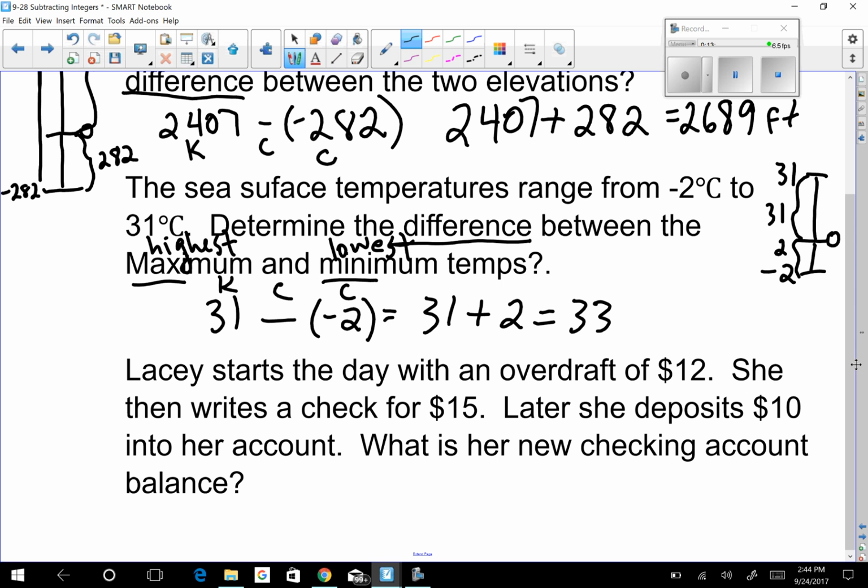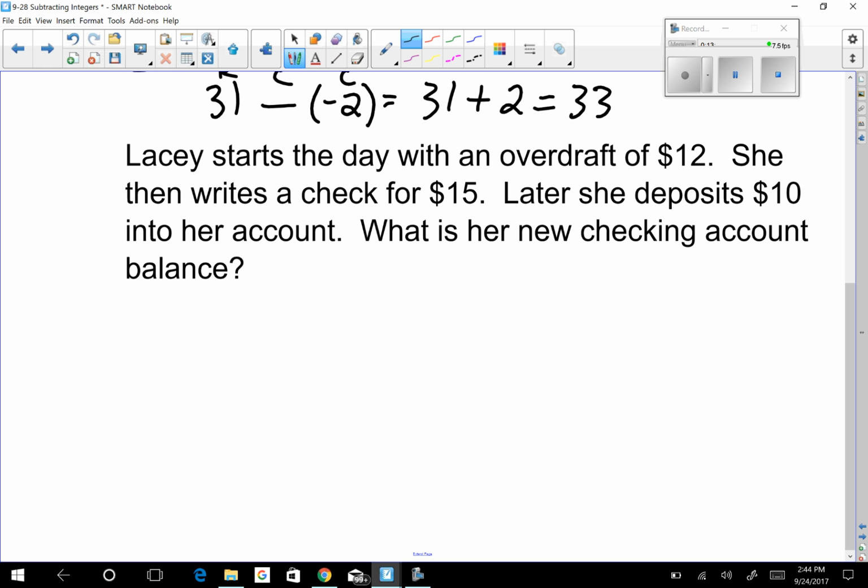Okay, another word problem here. We'll be done soon. Lacey starts the day with an overdraft of $12. Overdraft, that's not a good thing. So this is negative 12. She then writes a check for $15. Remember, writing a check, that's negative. So this is negative 15. Later, she deposits $10 in her account, so that's adding 10. What is her new checking account balance?